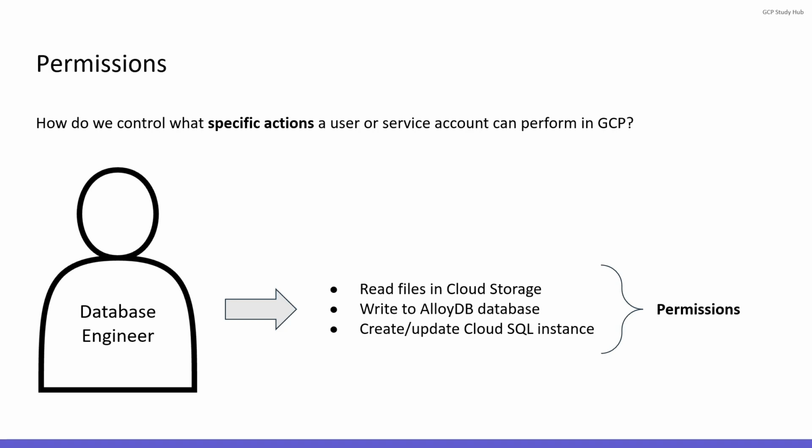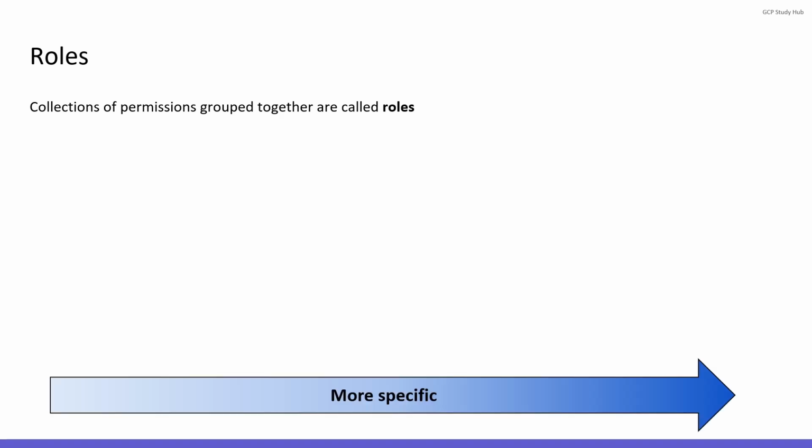Permissions are the very granular actions that you can authorize a principal, either a user or a service account, to take. Now, roles in GCP are simply collections of these permissions grouped together. There are three categories of roles. These role types vary in how specific their permissions are.